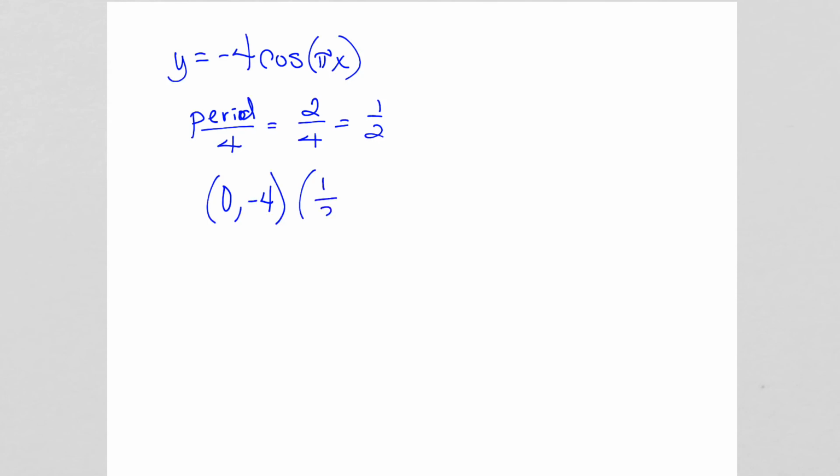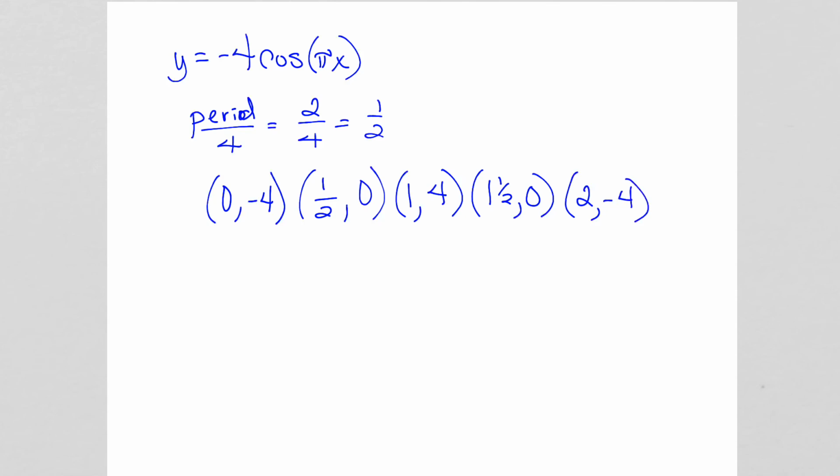Our next key point will be 1/2 unit later. And so the next is at 0. Then 1/2 a unit later at 1, it's going to go up to 4. 1/2 a unit later at 1 1/2, it's going to go back to 0. And then another 1/2 a unit later at 2, it's going to go back down to negative 4.